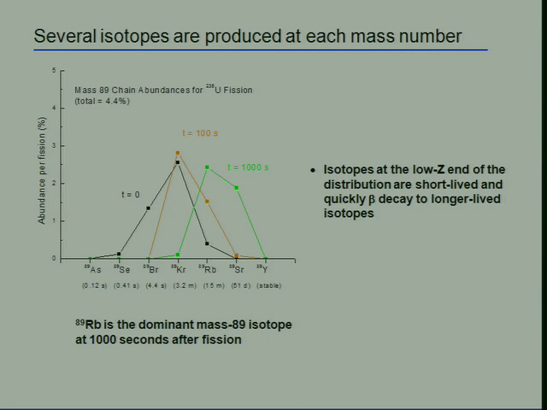It turns out that 4.4% of all fissions of U-235 produce a mass 89 nucleus, but it doesn't get produced all in one isotope. And so at t equals 0, right after the fission happens, the black squares represent the abundance of each particular isotope. Initially what you make is primarily bromine-89, but over time it decays, and if you wait 1,000 seconds, now you've got mainly rubidium-89. Depending on at what time you do your measurement after the fission event, you'll see a different distribution. So you need to know when the event happened to interpret your results and to know what to look for.